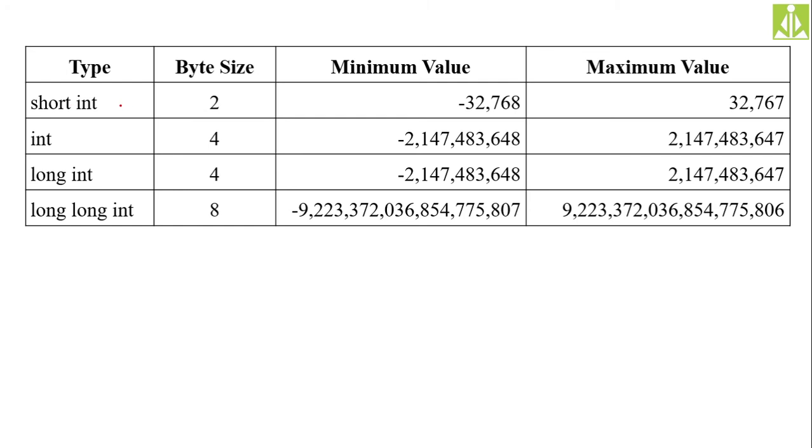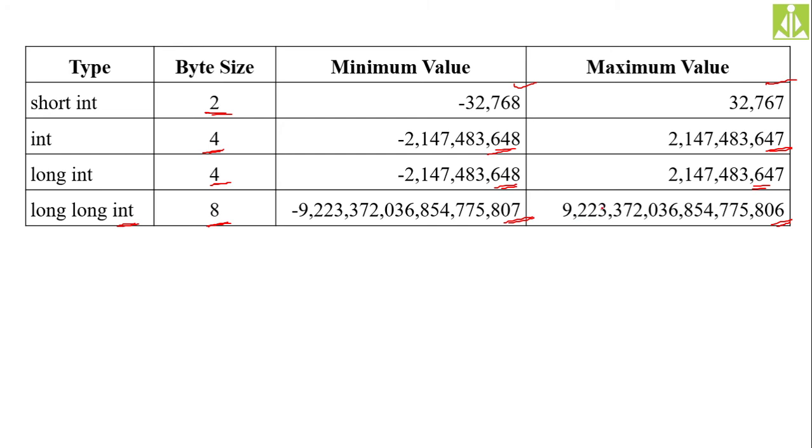If you take a short integer, it will take only 2 bytes of memory, and this is the range that you can store. The minimum value that you can store into this short int is this one, and the maximum value is this one. When you go to integer, it will take 4 bytes, and this is the minimum value, and this is the maximum value. Long integer, again it will also take 4 bytes, minimum value, maximum value. Then finally the long long integer, it will take 8 bytes of memory, and the minimum value is this much and the maximum value is this much. It is a very huge value, isn't it?